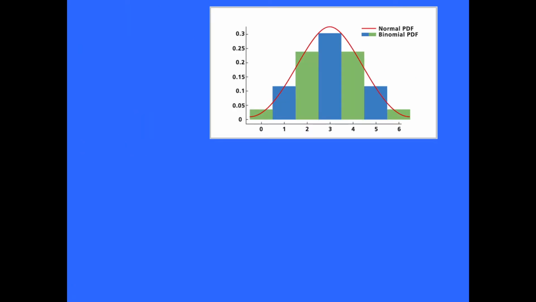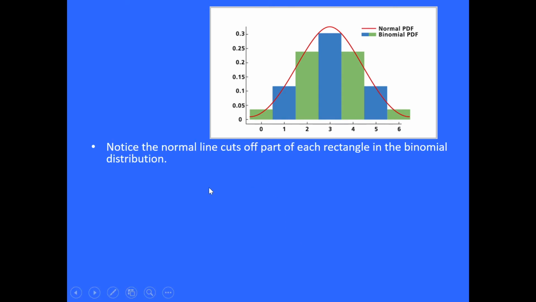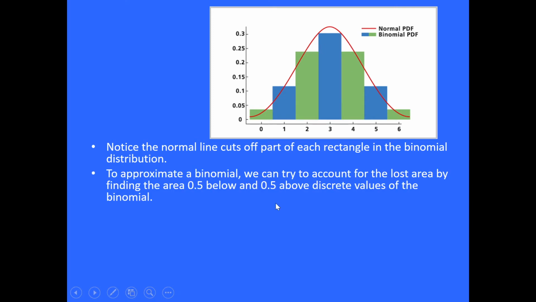All right, so let's take a look at this again here. Notice that when we place a normal distribution over a binomial distribution, it cuts off pieces of it. Do you see that? Like you have this big chunk of 5 here that is outside of the curve. So if we're trying to use a normal distribution to approximate the binomial distribution, we need to account for these pieces that are cut off.